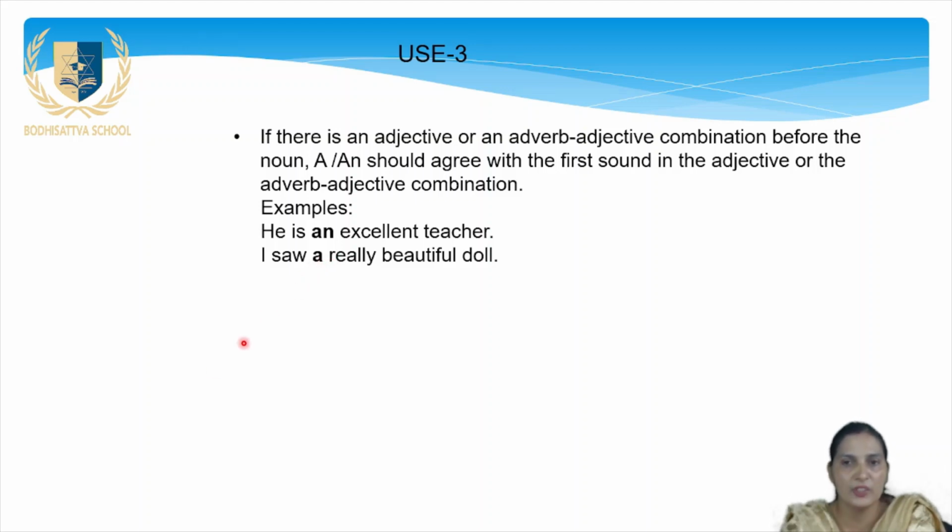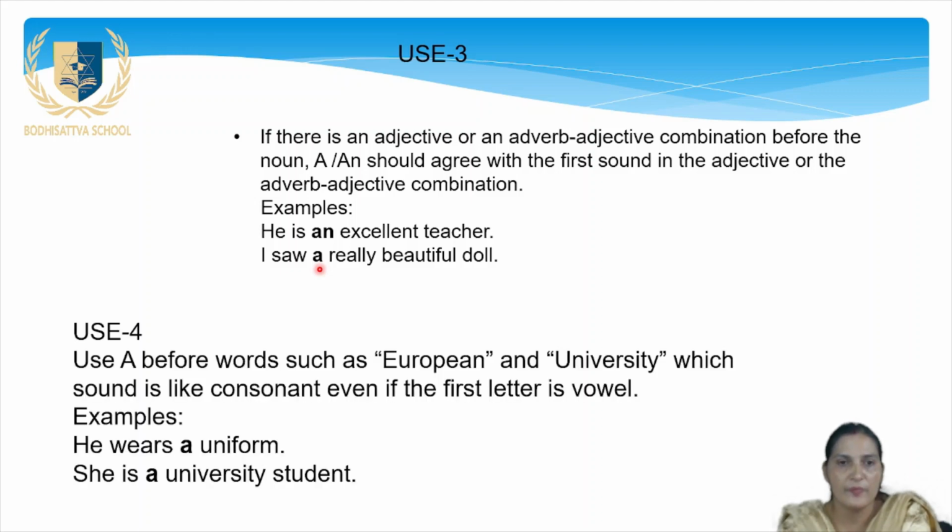So you should be careful that while an adjective, or an adverb and adjective combination, comes in the sentence, at that time you should use articles according to the sounds. If there is a vowel sound, at that time you use "an." If there is a consonant sound, at that time you should use "a."